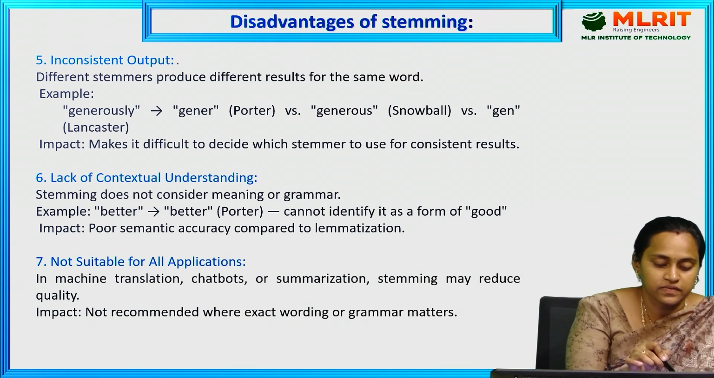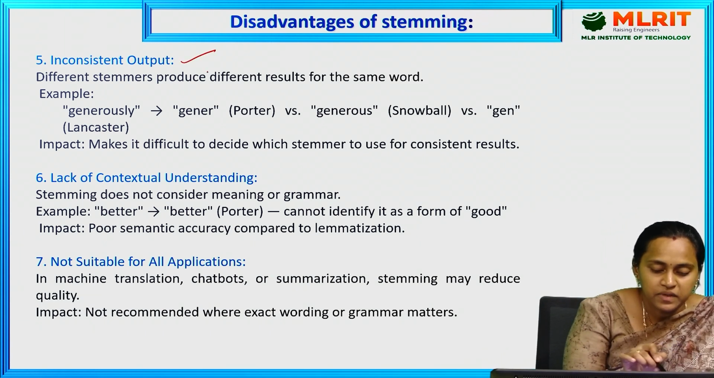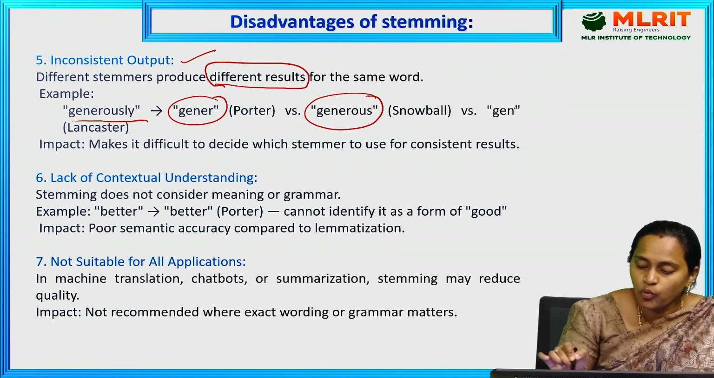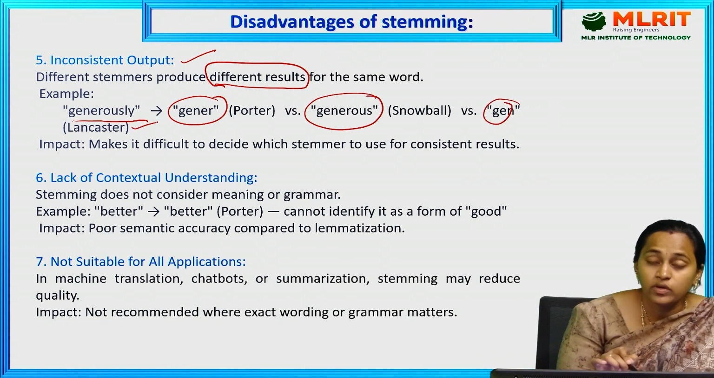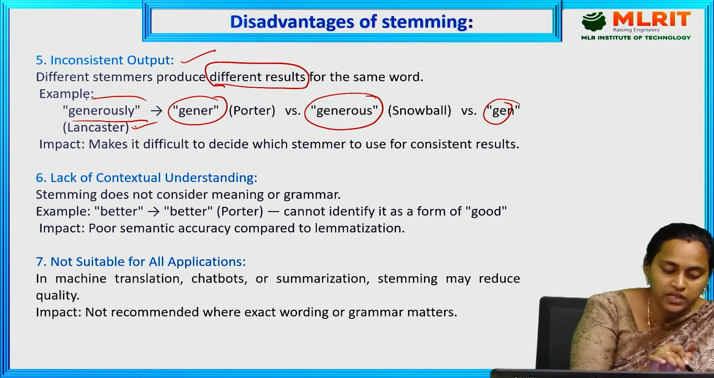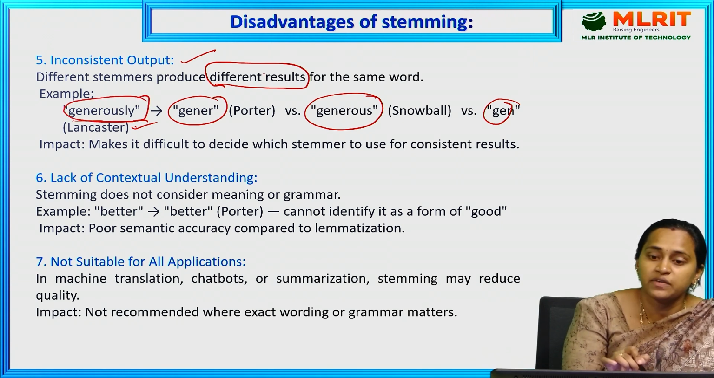See the next one, inconsistent output. What is inconsistency? That means it produces different results. Generally, Porter, Snowball, Lancaster: different types of algorithms will display different types of words, right? This is the inconsistency. That means we will get different results.